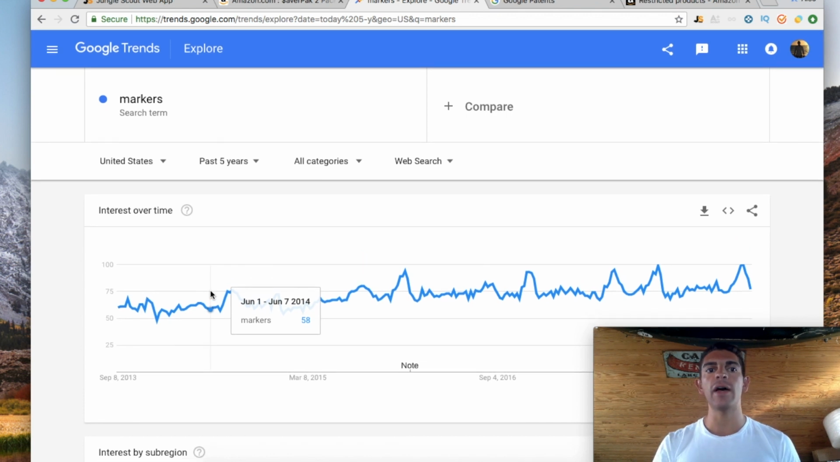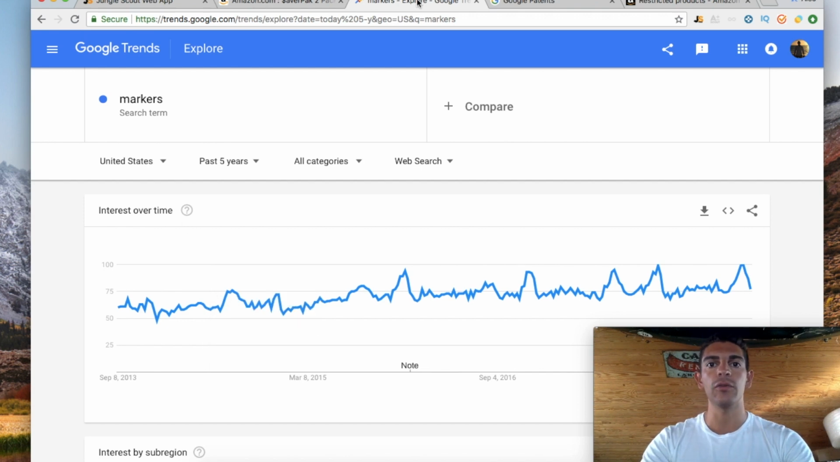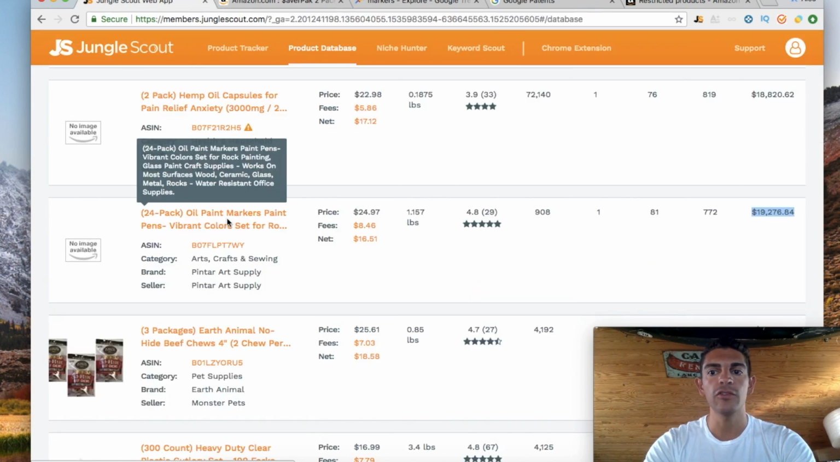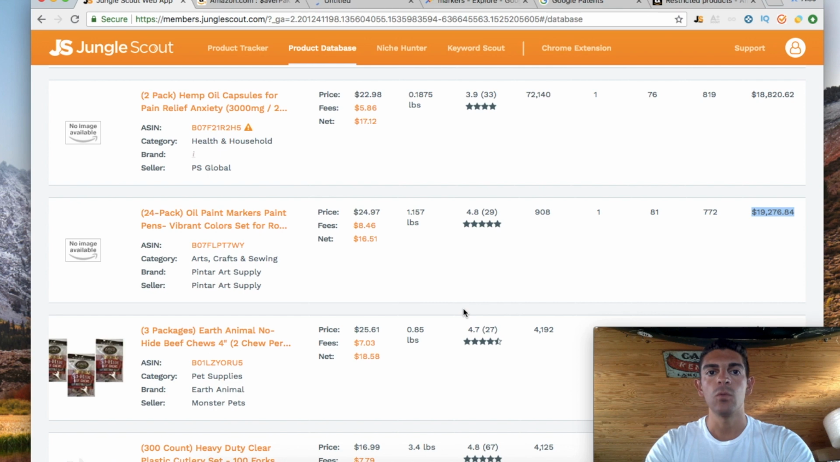Markers, we do know that it is seasonal, and you could check on the Keepa charts too if the product is seasonal or not. But this is a good starting point, Google Trends, to tell if the product you're getting into is going to be seasonal. So that's a good way to check. Let's just open this up to show you guys what this is about.